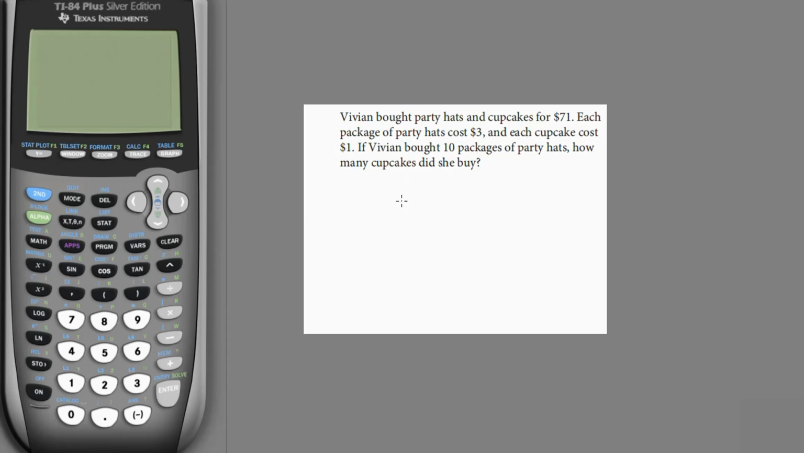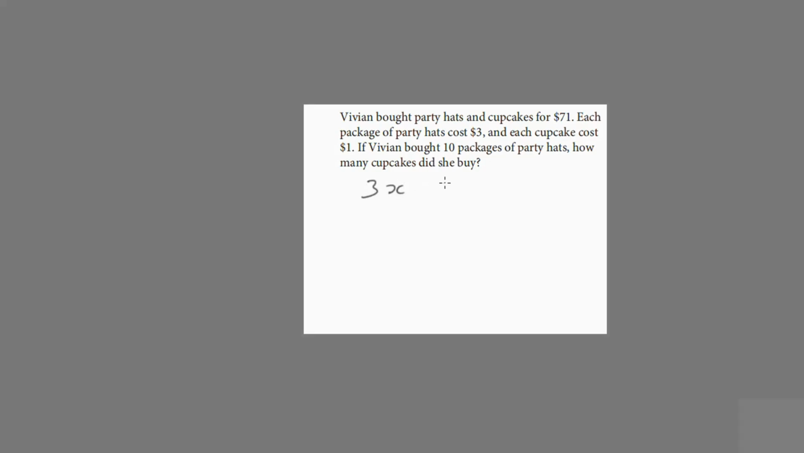So if each package of party hat that Vivian bought is costing $3, remember the party hat is represented as X, so it's going to be 3x plus, and each cupcake costs $1, so it's 1 times y, that's y, equals 71 dollars.